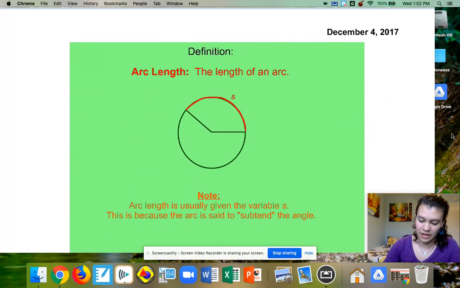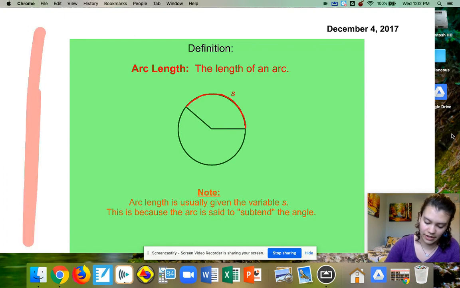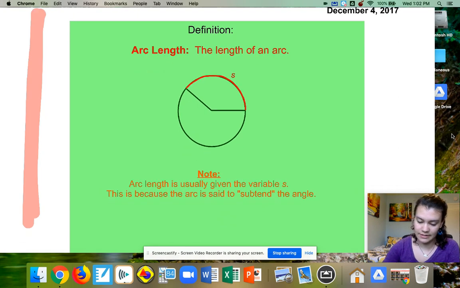All right, next we're going to talk about arc length. This, again, is going to be an optional chunk. From here on to the end of the notes is all optional. If you want to stop here and start your homework, go ahead, or you can keep watching. Arc length is the length of an arc, like it sounds. This S right here, you could figure out how many inches or centimeters or miles that arc is. It's usually given by the letter S.